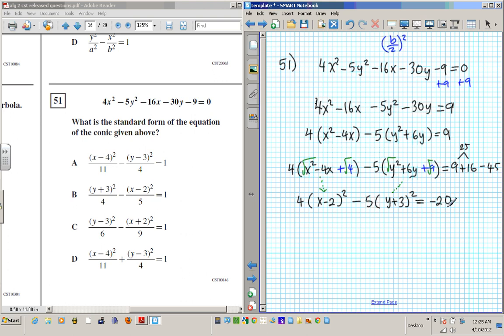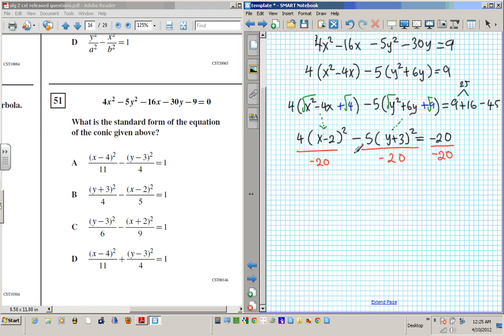All right, so in order to put this in standard form, this has to be equal to 1. Okay, so in order to make this equal to 1, I have to divide everything by negative 20. Divide that by negative 20, divide that by negative 20. All right, so that yields for us 4 goes here 1, 4 goes here negative 5.